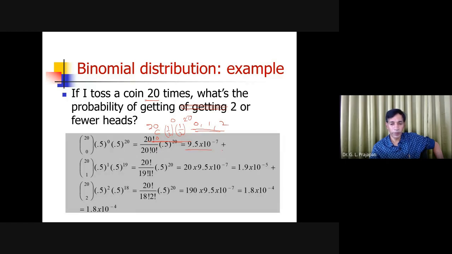Now you have to find 8 plus 2 or less. So number of times hit comes 1 time, 20C1. How many times success comes? 1 time. How many times failure comes? 19 times. And this is the answer. Plus, this is the probability.